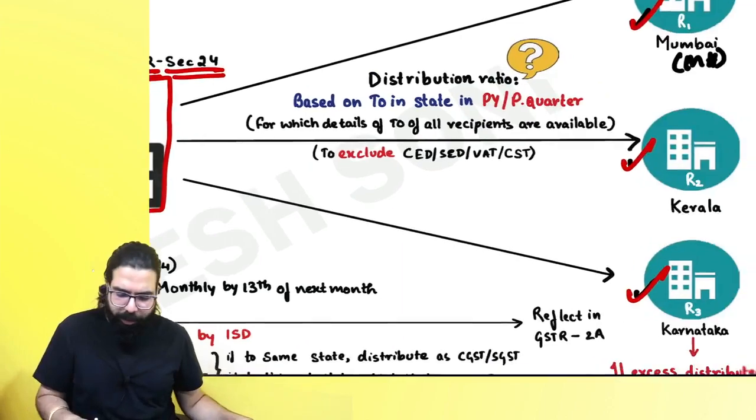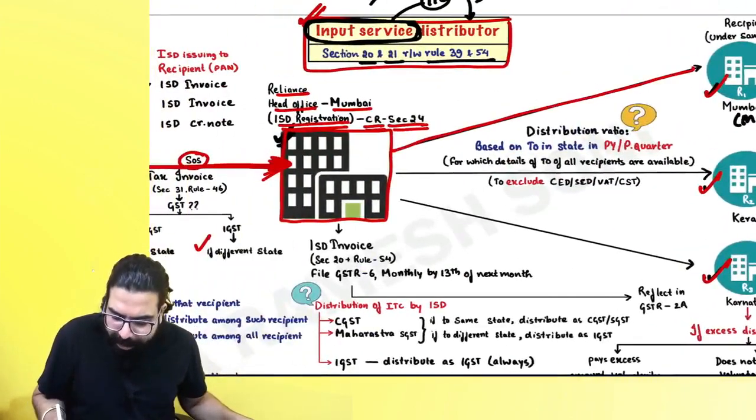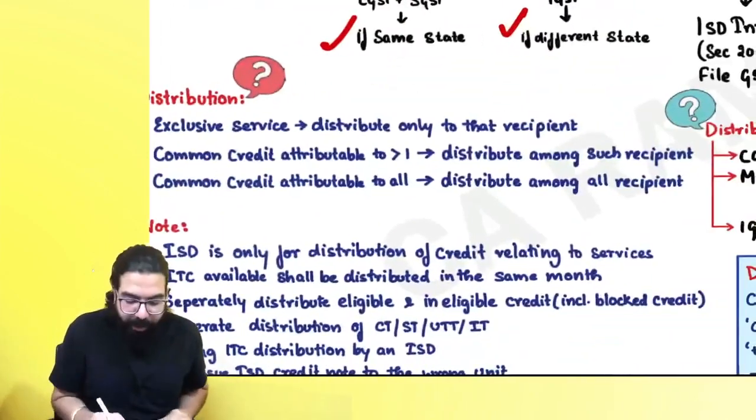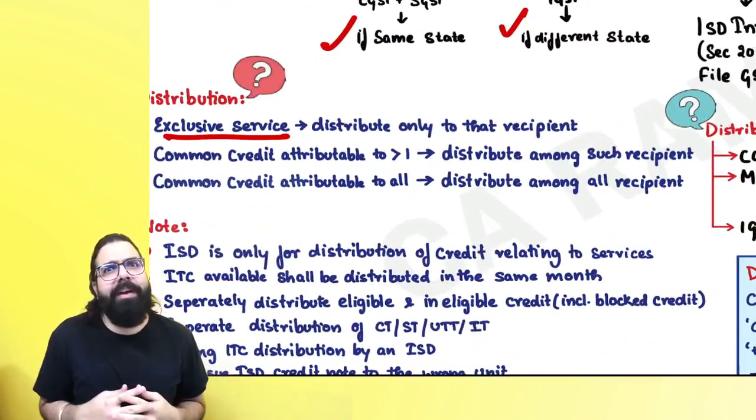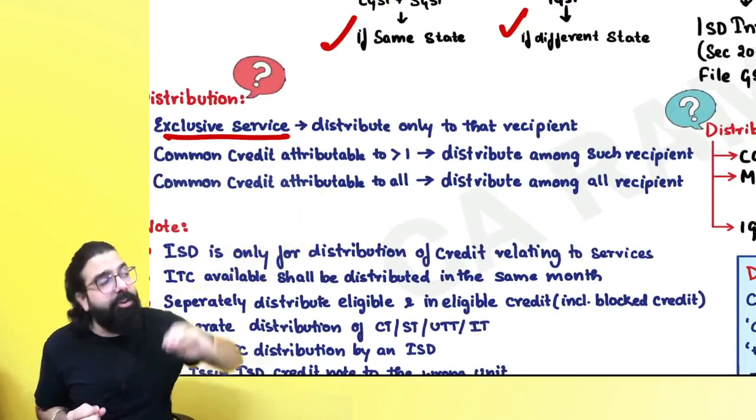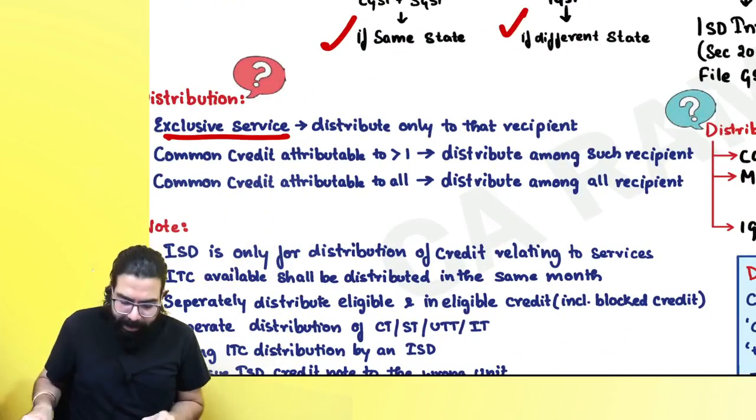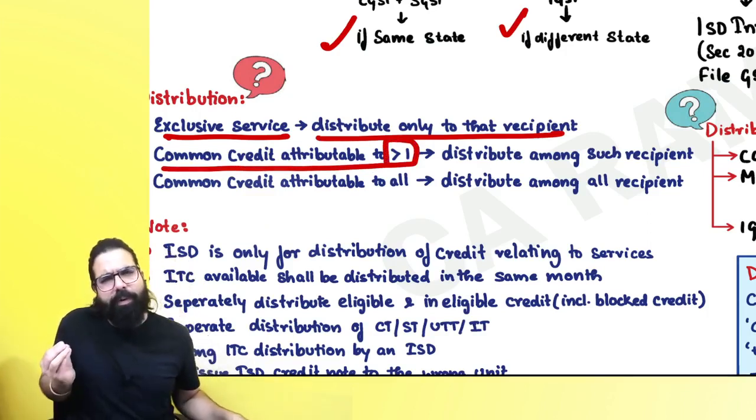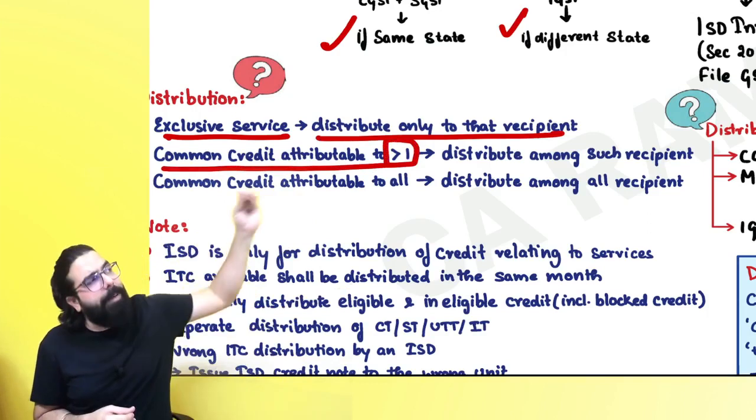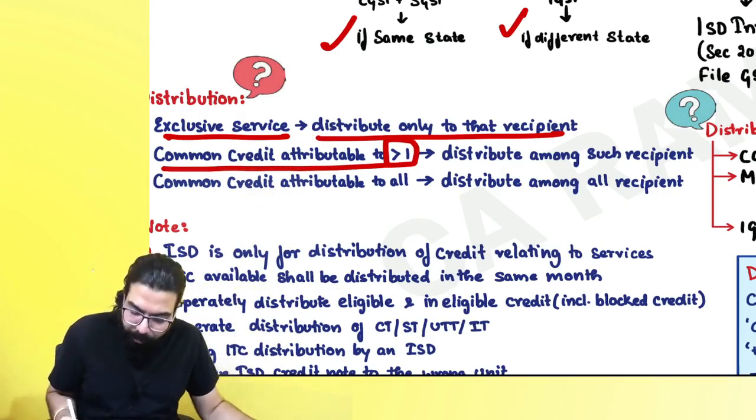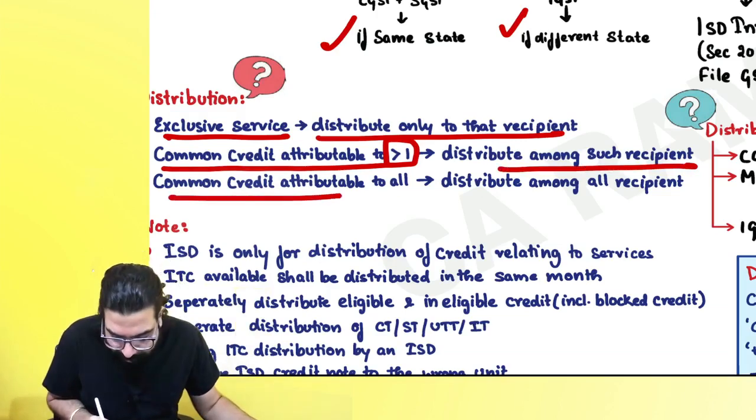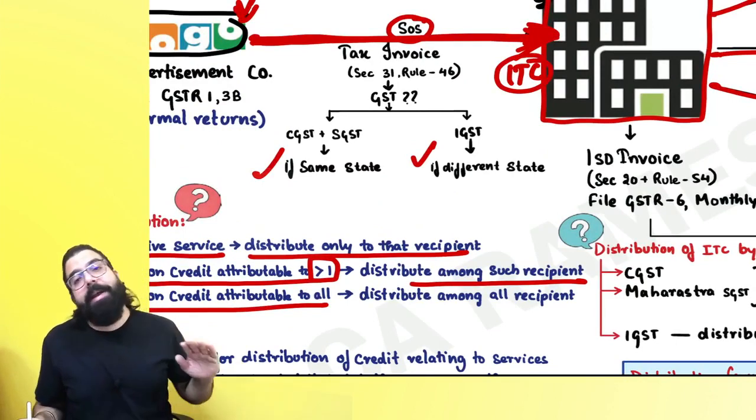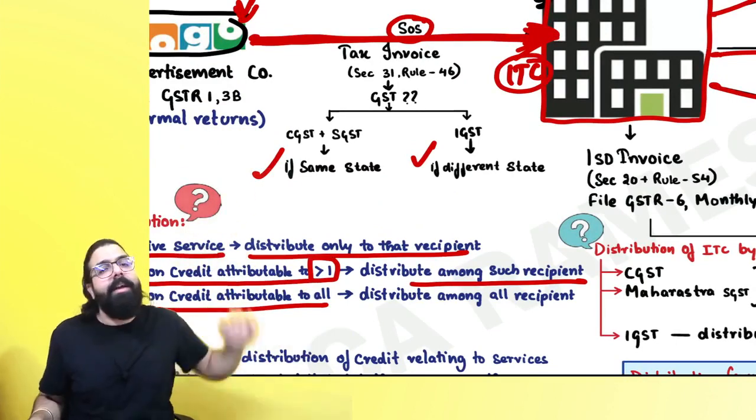How will the credit be distributed? They will distribute it to the branches which are being benefited out of the advertisement. For an example, if there was a service taken by the head office which was exclusively for one branch, then the distribution will be done for that branch only. If the head office has taken credit which is for more than one branch, meaning the service was taken for more than one branch, then the distribution will happen to those branches. Distribution among such recipients. The invoice has come, the input tax credit is there.